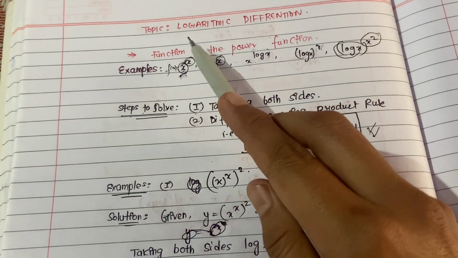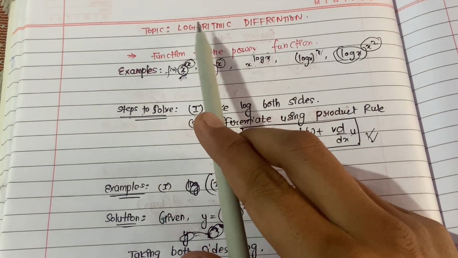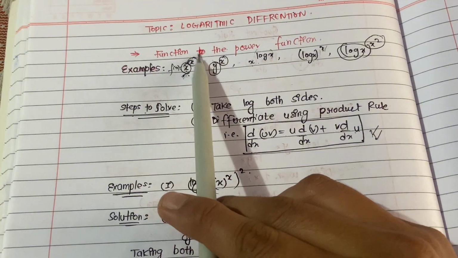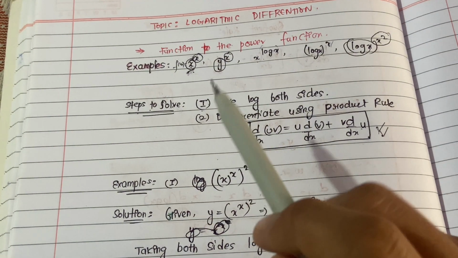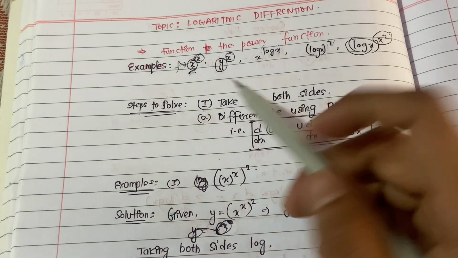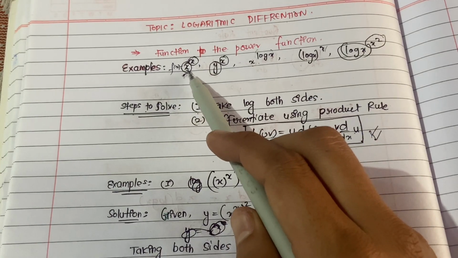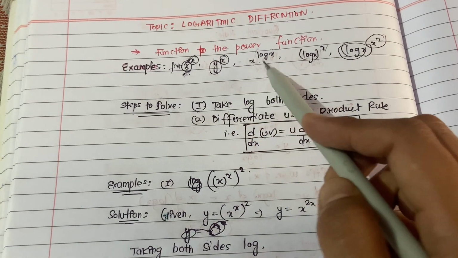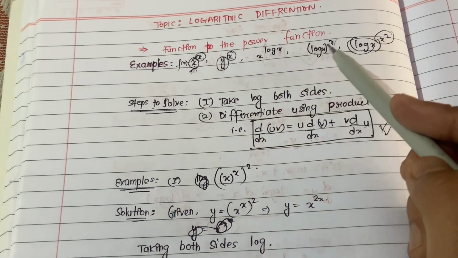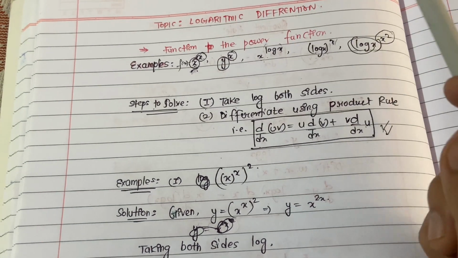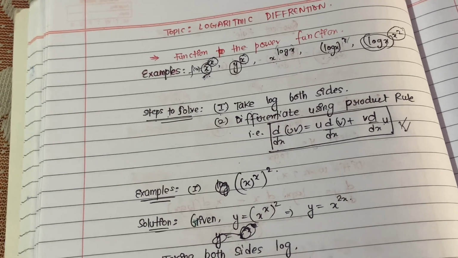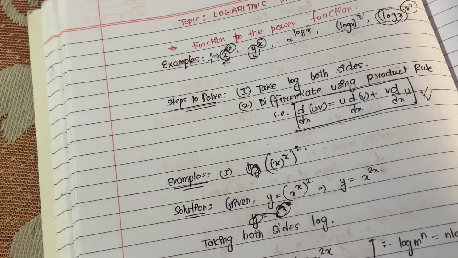So let us see again what is logarithmic differentiation. Logarithmic differentiation is function to the power function. Okay, what do I mean by function to the power function? I mean this: x to the power x, y to the power x, x to the power log x, log x to the power x. These all are what? Function to the power function. Now how can we solve it? How can we apply these steps?